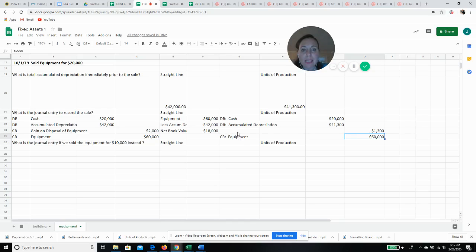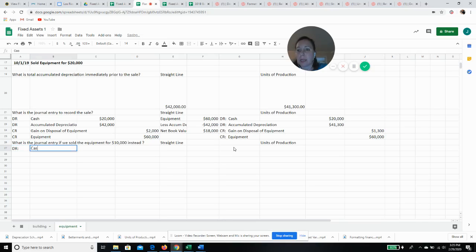I know that a credit is a gain, so I'm going to credit gain on disposal of equipment for $1,300. Okay, pretty simple, right? Now let's go through another example. Let's say we have the exact same equipment and accumulated depreciation, only now we're going to sell the equipment for $10,000 instead of $20,000. So let's give it a go.